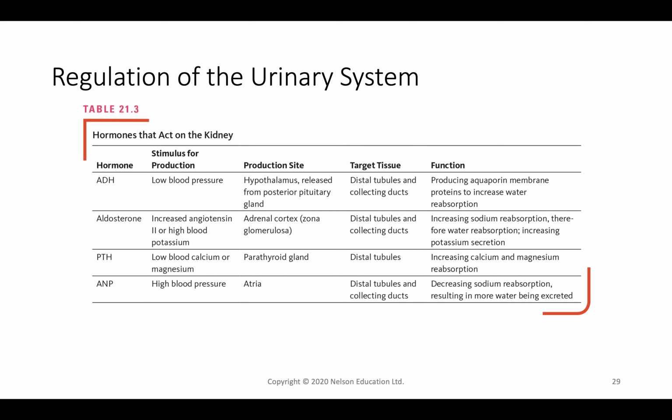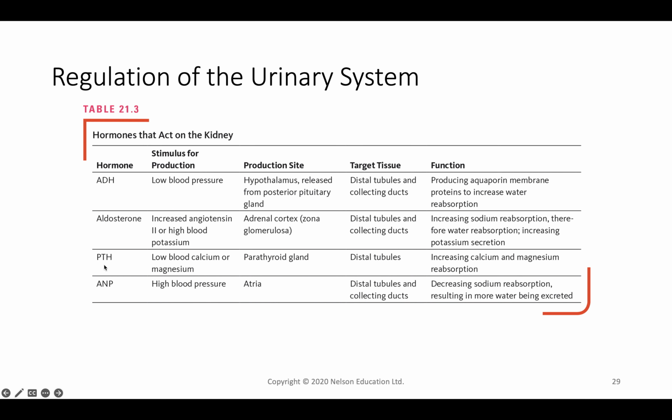So this slide talks about the regulation of the urinary system and the different hormones that are involved in the regulation of the urinary system. And we just talked about ADH, or antidiuretic hormone, so it's going to be involved in water retention. So it increases water resorption by producing aquaporin membrane proteins in the distal tubule and the collecting ducts. Aldosterone is going to be a result of increased angiotensin 2. It's going to increase sodium resorption, which therefore increases water resorption, and also increases the secretion of potassium.